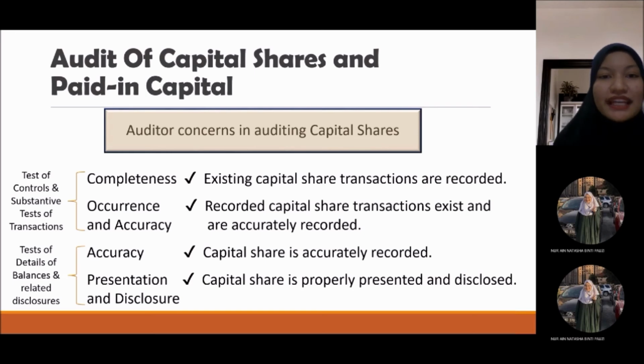And lastly, presentation and disclosure, where capital share is properly presented and disclosed. The auditor should determine that each class of share has a proper description, including the number of shares issued and outstanding, and any special rights of an individual class. Auditors should also verify the proper presentation and disclosure of share options, share warrants, and convertible securities by examining legal documents or other evidence of the provisions of these agreements. The first two concerns involve tests of controls and substantive tests of transactions, while the last two involve tests of details of balance and related disclosures.